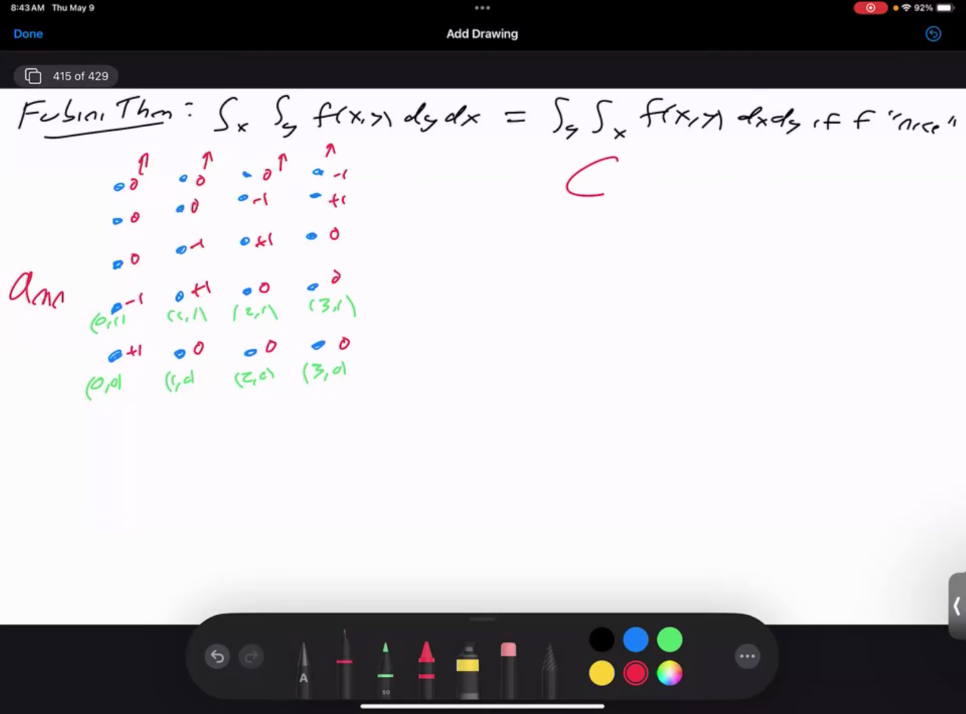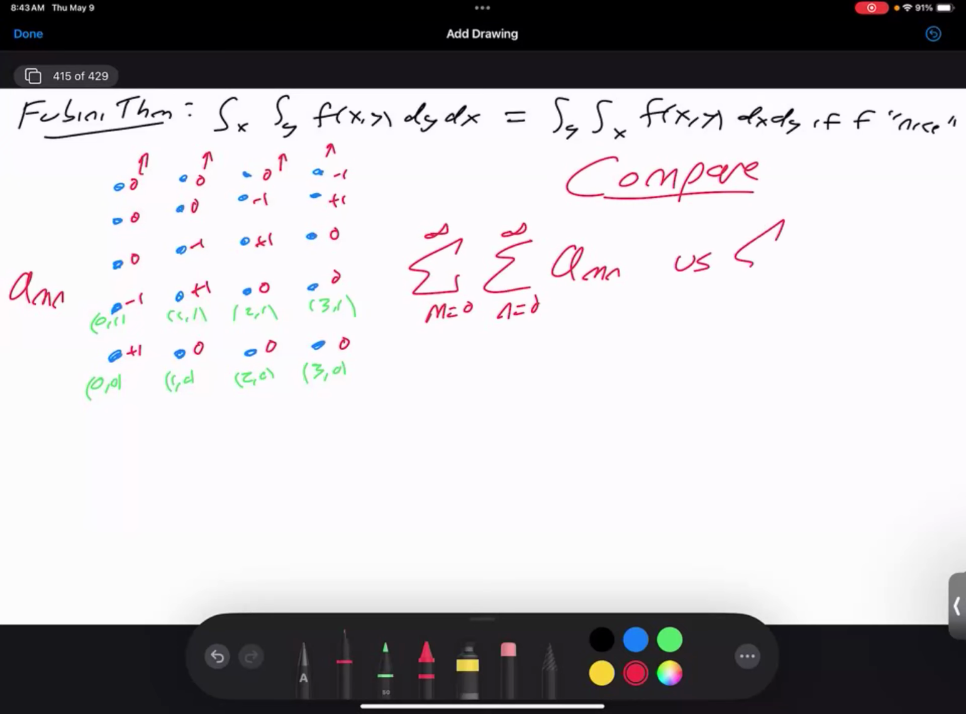So let's compare the sum over m from 0 to infinity of the sum over n from 0 to infinity of a_{m,n}, versus the sum over n from 0 to infinity of the sum over m from 0 to infinity of a_{m,n}. So in the first one, I fix an m, and then I let n vary. So if I fix an m, I'm saying which column I'm in, and then I sum over the column. What do I get as I sum over any column? 0. And so if I sum 0 infinitely often, what do I get?